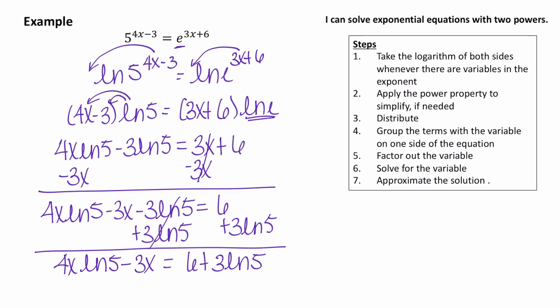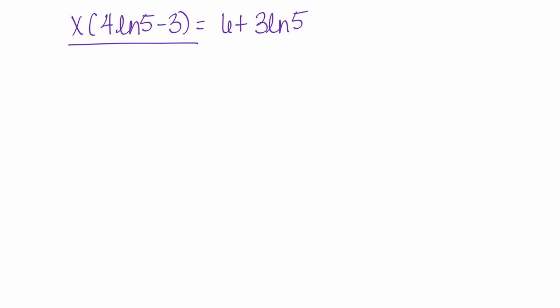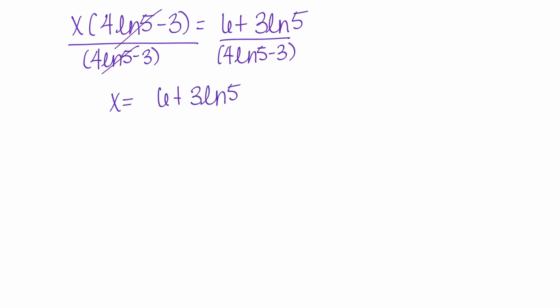Okay, so now I have two terms that have an x in them, so I'm going to go ahead and factor out that x. So that gives me x times 4 ln 5 minus 3 equals 6 plus 3 ln 5. So now I just need to divide both sides by 4 ln 5 minus 3, and that is going to allow me to solve for x. So when we do that, we get x equals 6 plus 3 ln 5 divided by 4 ln 5 minus 3. So that is our exact answer.